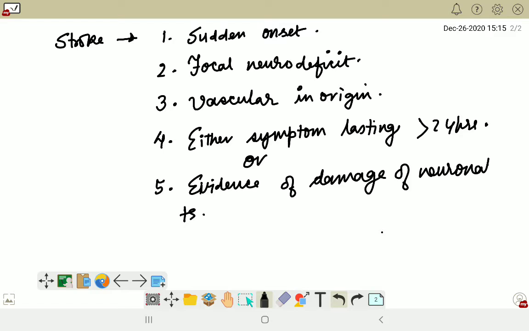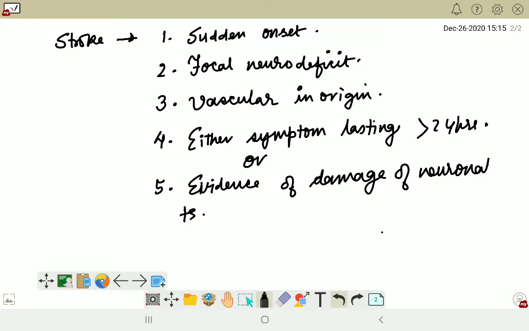The third is it's vascular in origin. What do you mean by vascular in origin? First of all, it is important to understand when we say vascular in origin, it is a vascular problem which happens spontaneously. So for example, if somebody is hit on the head and if they have got damage of the blood vessels resulting in damage of the neuronal tissue, that won't be classified as stroke. On the contrary, it would be called traumatic brain injury.